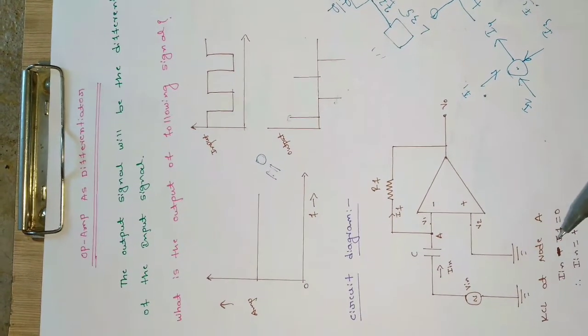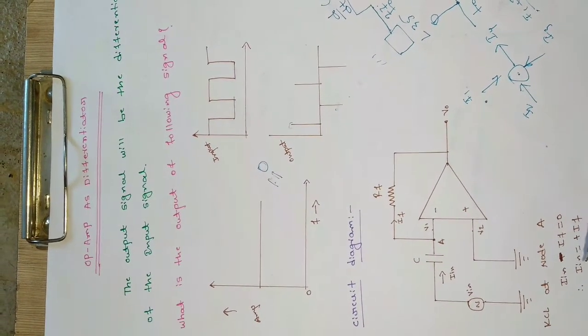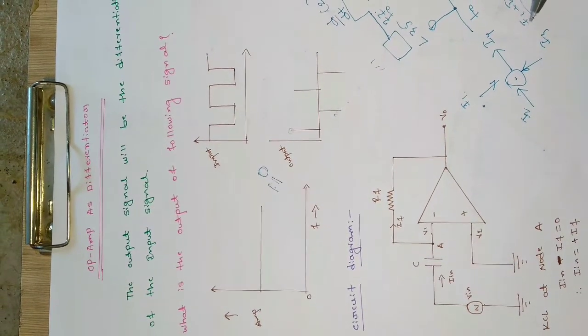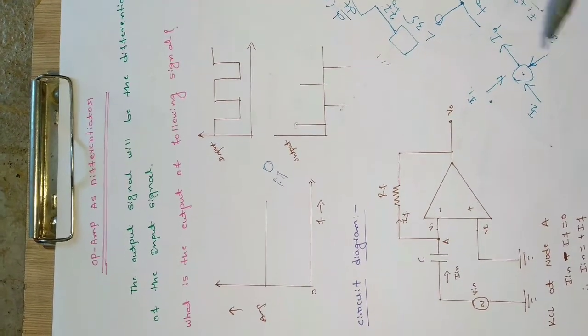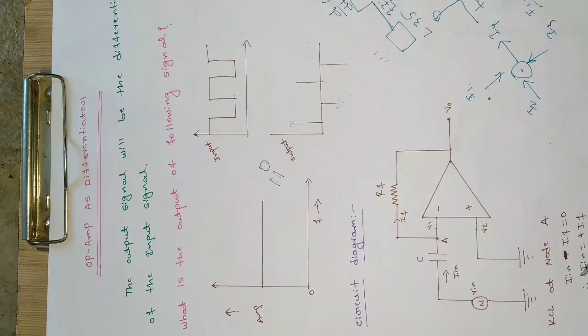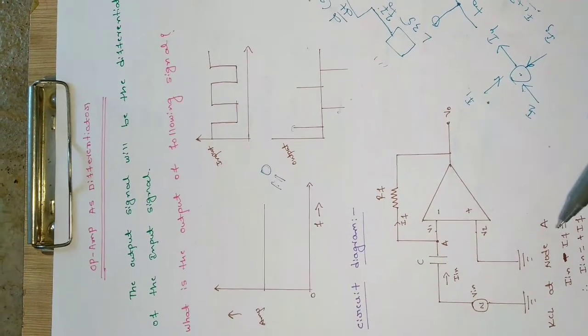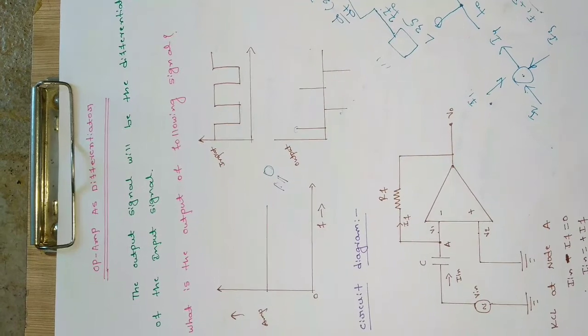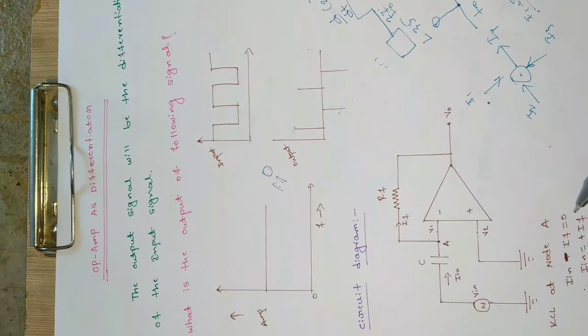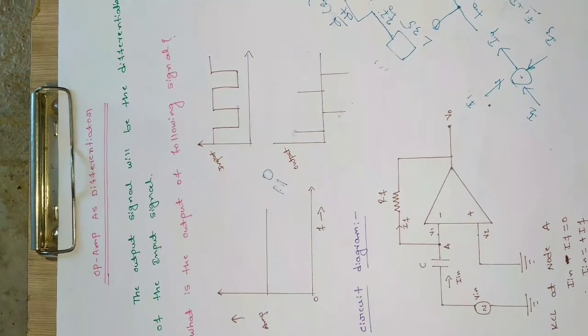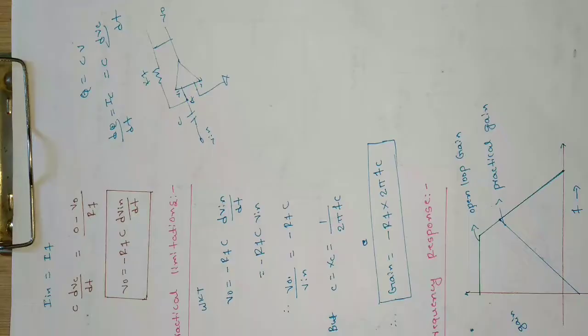So apply the same here. The currents entering the junction are taken as positive, and the current leaving the junction is taken as negative. I_in is the current entering the junction and I_F is the current leaving the junction. So I_in minus I_F is equal to 0 will be the equation, so I_in is equal to I_F here.